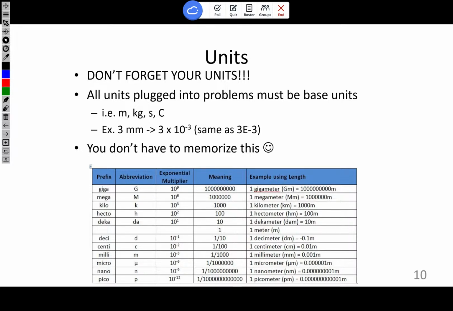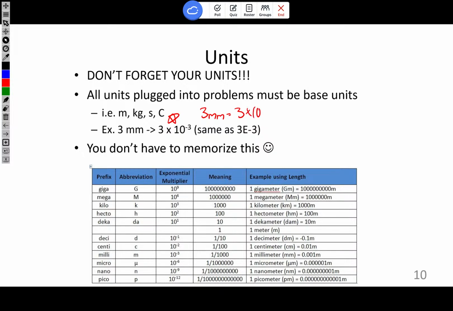So the way we do that is we either multiply or divide by these ratios shown on the right. You can see here if we want to go from kilometers to meters, we're going to multiply by 1,000. If we want to go from meters to milli, we're going to divide by 1,000. Scientific notation is going to come up in this class a lot. So 3 times 10 to the minus 3, that's 3 millimeters in meters. So 3 millimeters is the exact same as 3 times 10 to the minus 3.